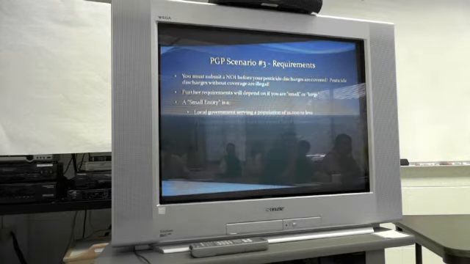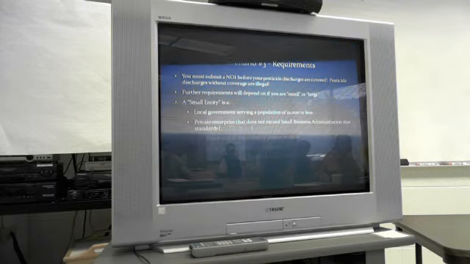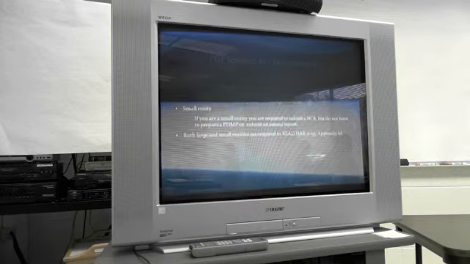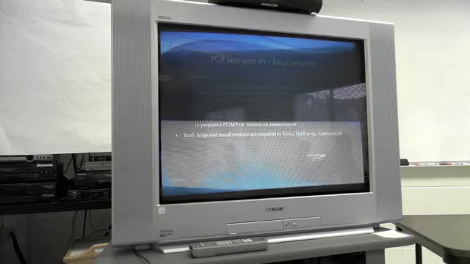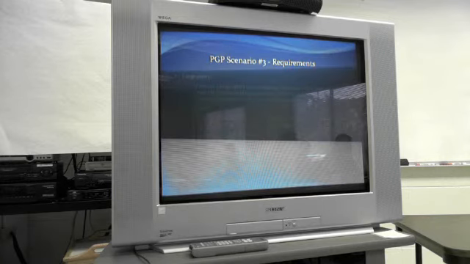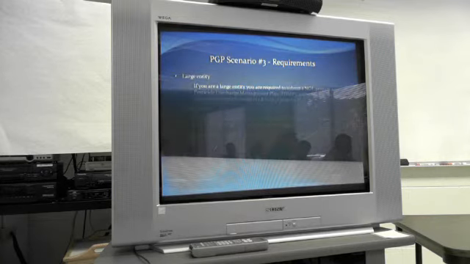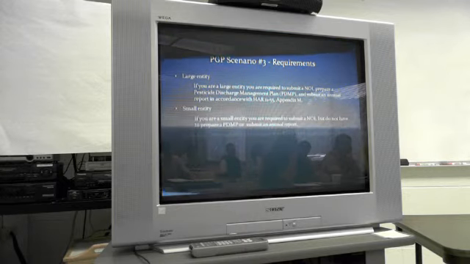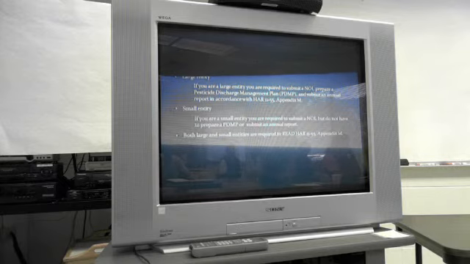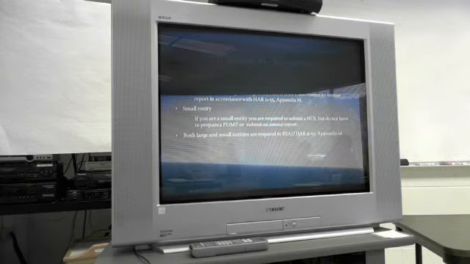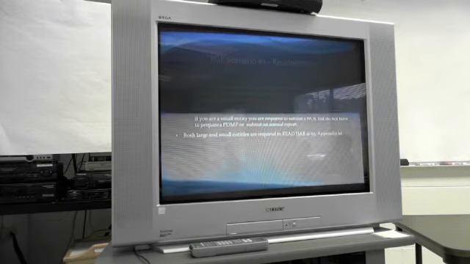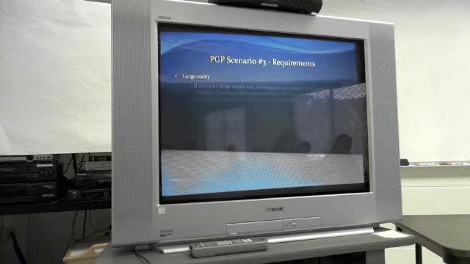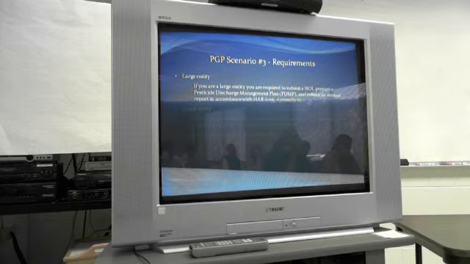If you are a large entity, you are required to submit a NOI, prepare a pesticide discharge management plan or PDMP, and submit an annual report in accordance with HAR 11-55 Appendix M. If you are a small entity, you are required to submit an NOI, but do not have to prepare a PDMP or submit an annual report. Both large and small entities are required to read HAR 11-55 Appendix M.